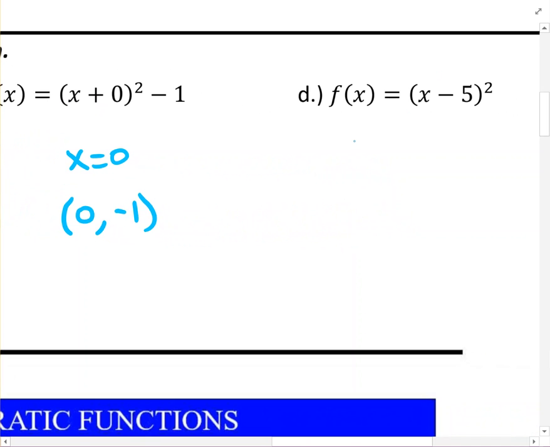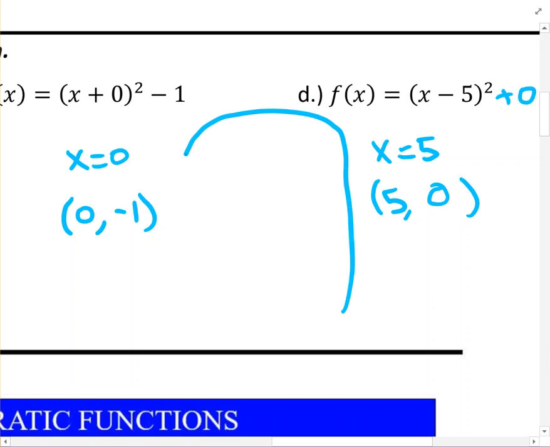Alright, this one we have the AOS is x equals +5, the vertex is 5, comma, what? What's the number added at the end? There isn't one. That means it's 0. Good. Now just one more aside here.